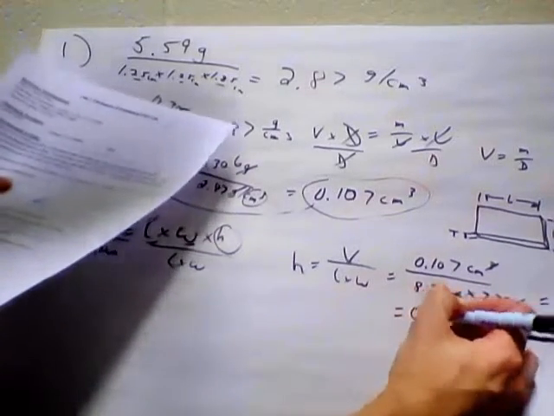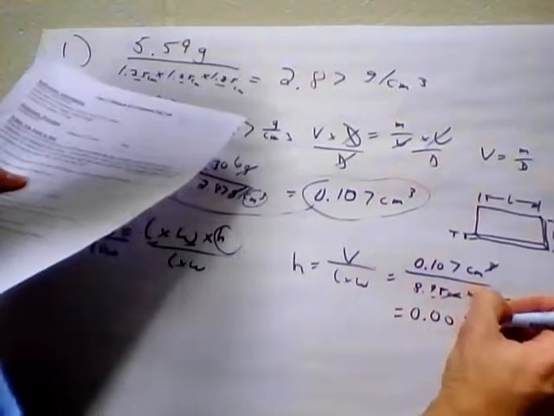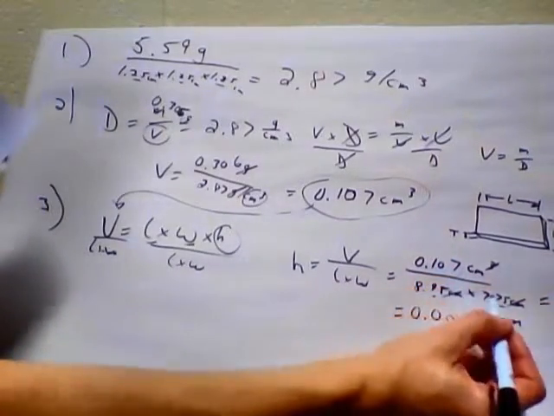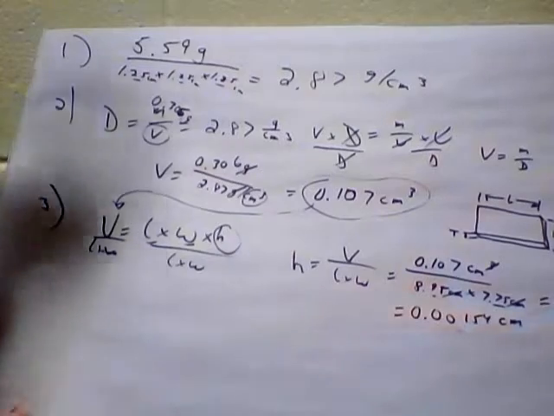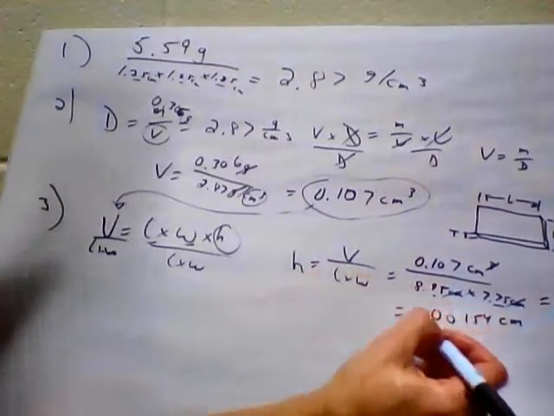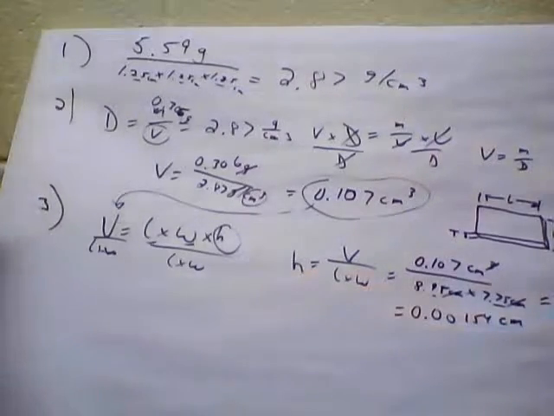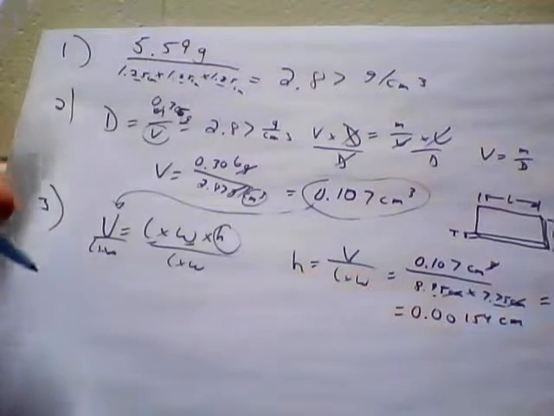Where am I here? 0.0154 centimeters. Again, 3 significant figures, 3, 3. My answer has 3 significant figures. Remember, leading zeros don't count. All right, so that's a very, very small measurement. So that's why you would want to change between units.